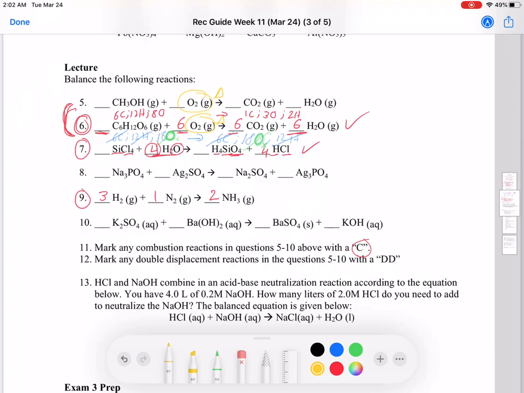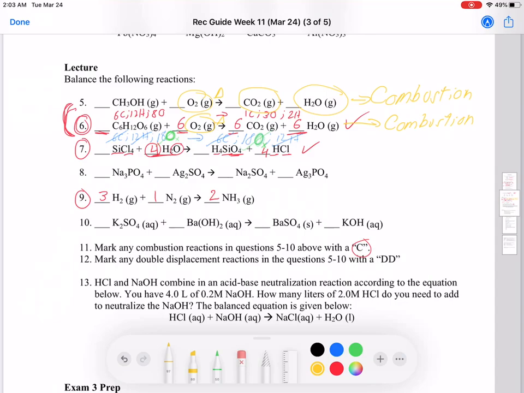So as long as you have oxygen and your products are CO2 and water, you have a combustion reaction. So this is a combustion reaction. This one is a combustion reaction as well. And if you check the other ones, none of them meet the specifications I just pointed out, so they are not combustion reactions.